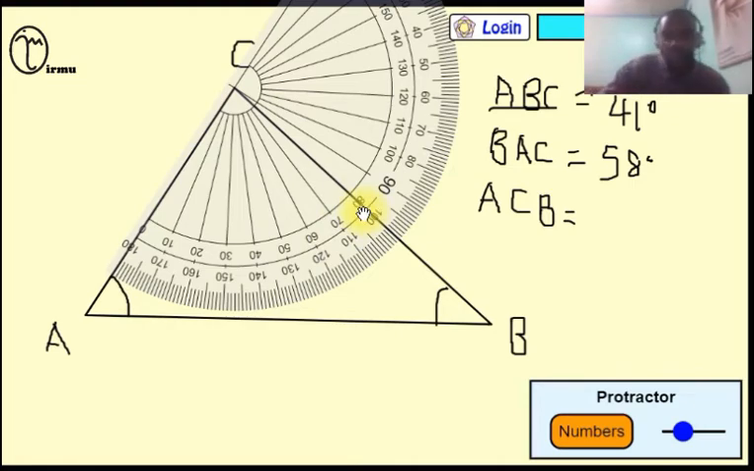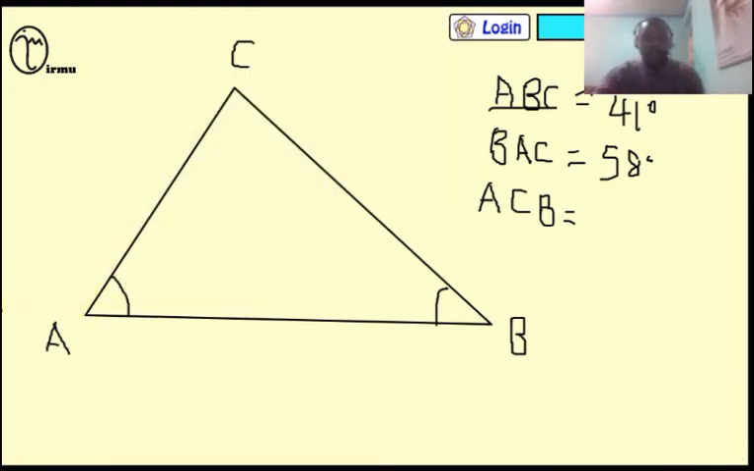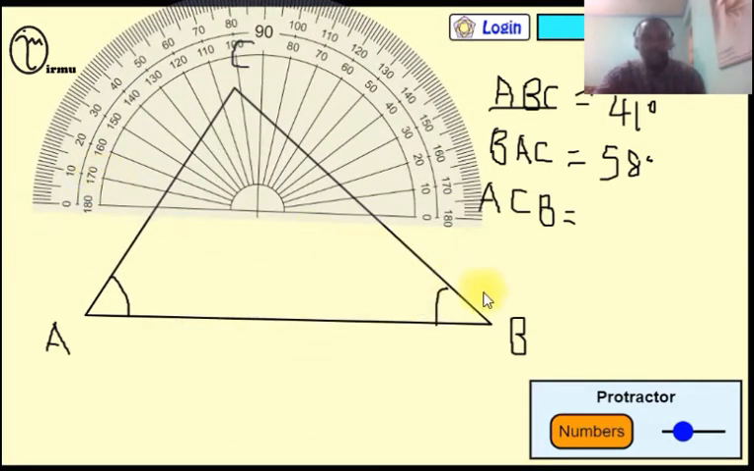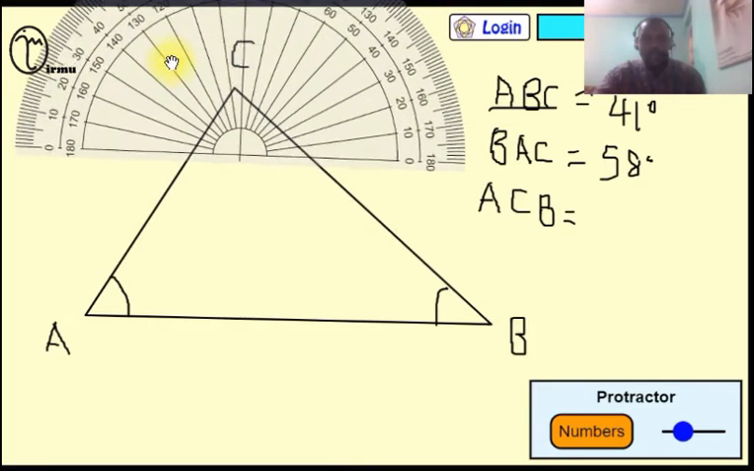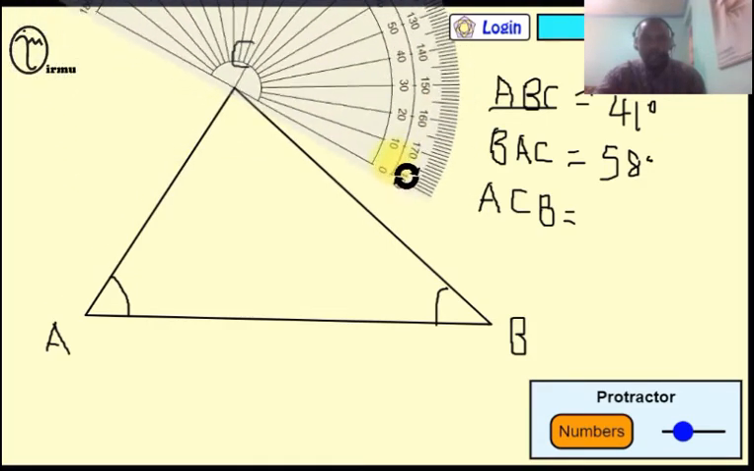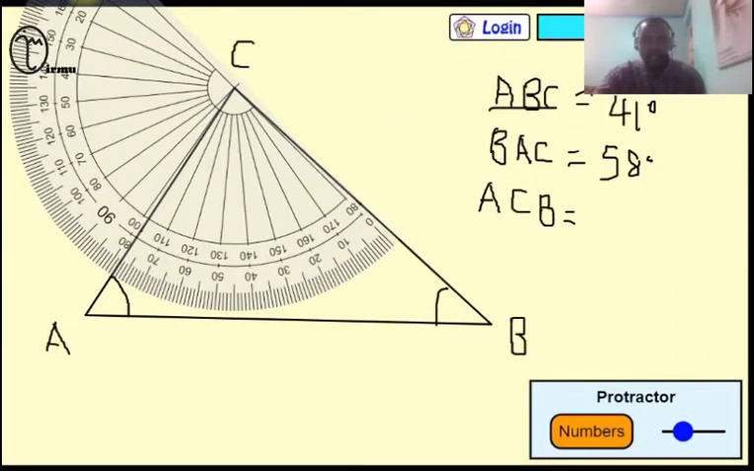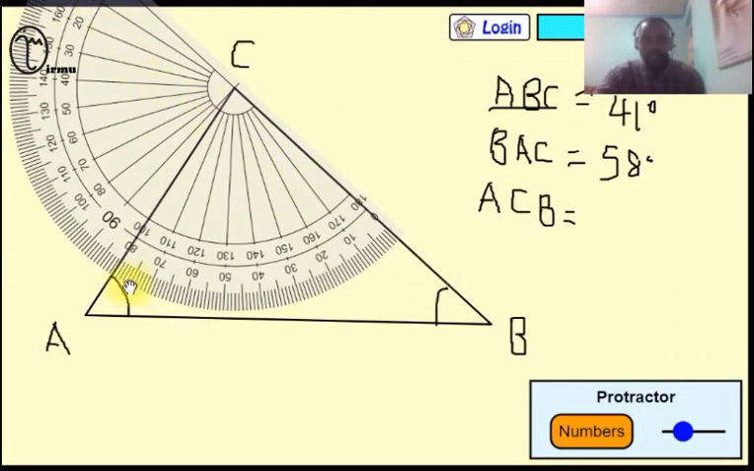This is not the only way you can place the protractor. I want to remove the protractor and place it in a different way. I can use line CB as the baseline. So I tilt my protractor until line CB becomes my baseline. Remember, the two lines forming that angle are line AC and CB. So now I'm using line CB as the baseline.